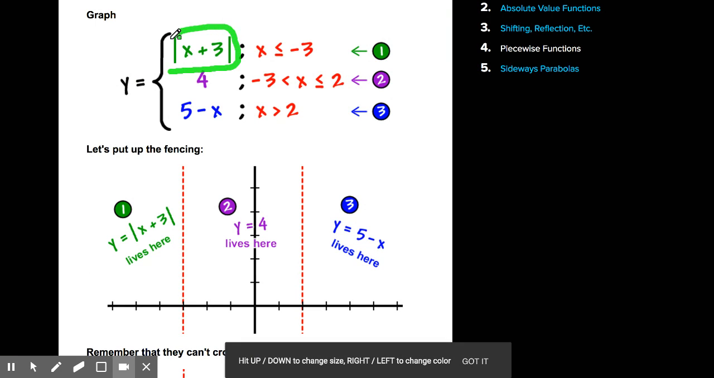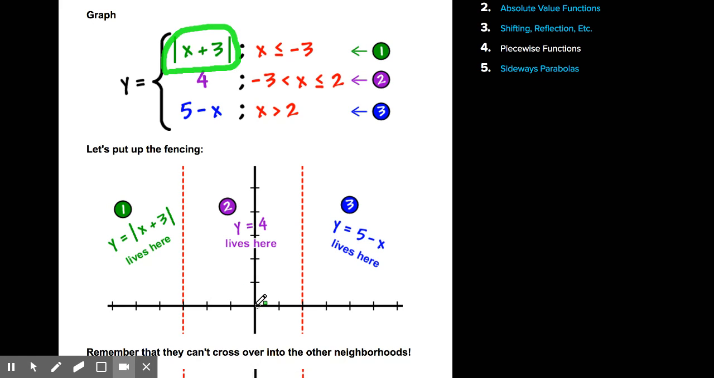But what I like to do is take each part and graph it like I normally would. So absolute value of x plus 3 means take the absolute value, which looks like a V, and move it to the left 3. So 1, 2, 3, and it looks like a V. Up 1 over 1. So that's the absolute value of x plus 3.